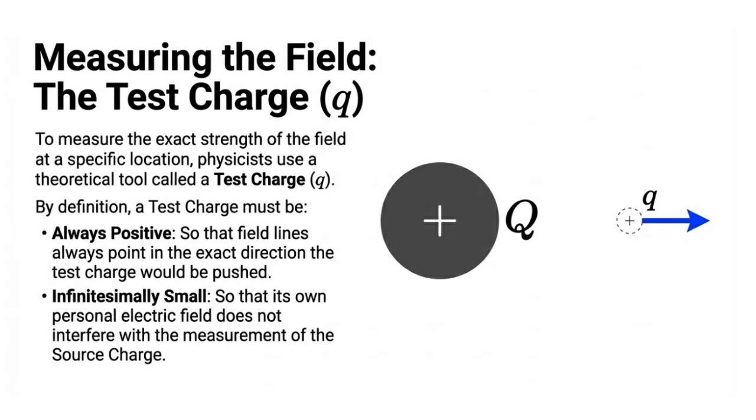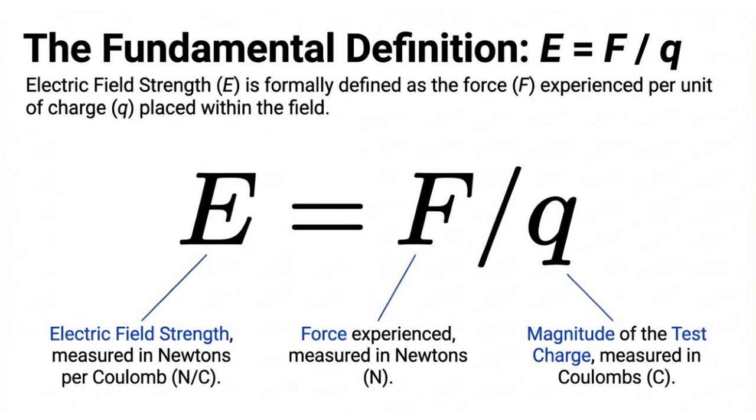To measure the strength of an electric field at a certain point, physicists use a concept called a test charge. This test charge is a small positive charge placed at the location where the field is being measured. It has to be positive, so the direction of the field lines matches the direction the test charge would move if pushed. Also, the test charge must be extremely small, so it doesn't create its own electric field that could interfere with the measurement of the source charge's field. This way, the test charge helps us understand the exact strength and direction of the original electric field without altering it. Let's take a closer look at how electric field strength is defined.